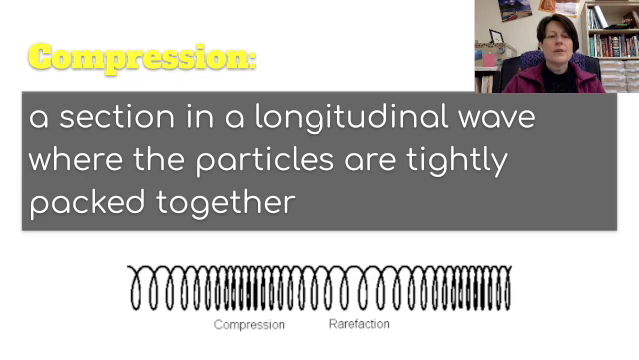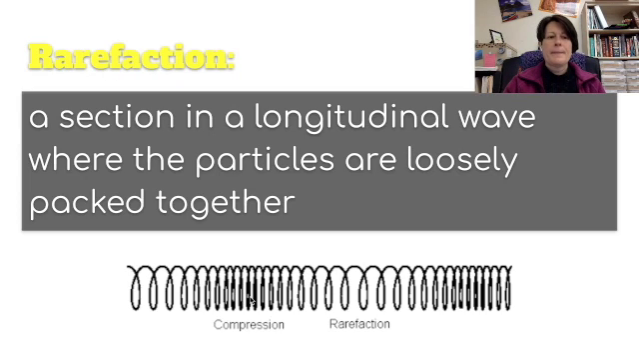Now, in a longitudinal wave, there are what we call compressions and rarefactions. A compression is a section in a longitudinal wave where the particles are tightly packed together. So I want you to label the diagram compression here, where the coils are close together. That is, they are compressed. And a rarefaction is a section in a longitudinal wave where the particles are loosely packed together. So where the coils are farther apart here, label that rarefaction. This is what happens in air. Now, it's not like coils, but in air, the particles become very compressed in some areas and they become spread out in other areas. And that's how the wave is transferred to your ear.